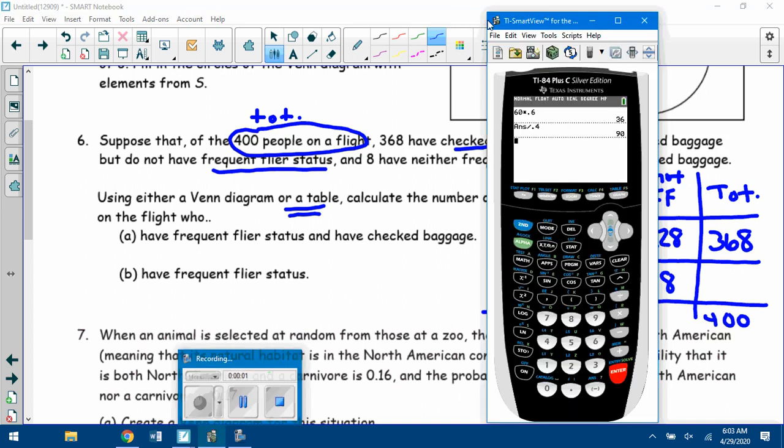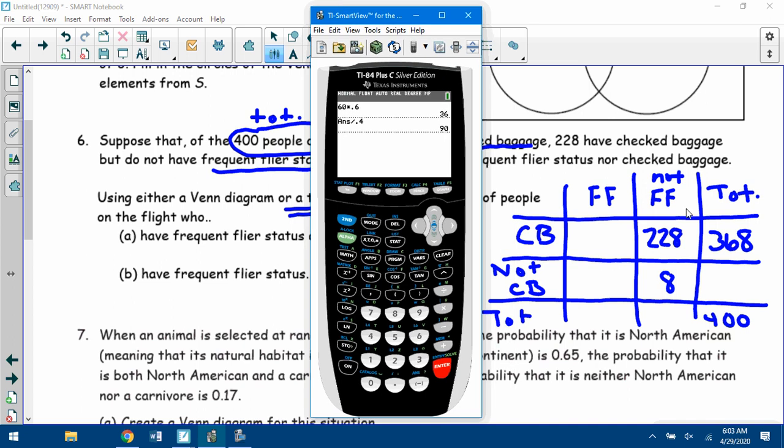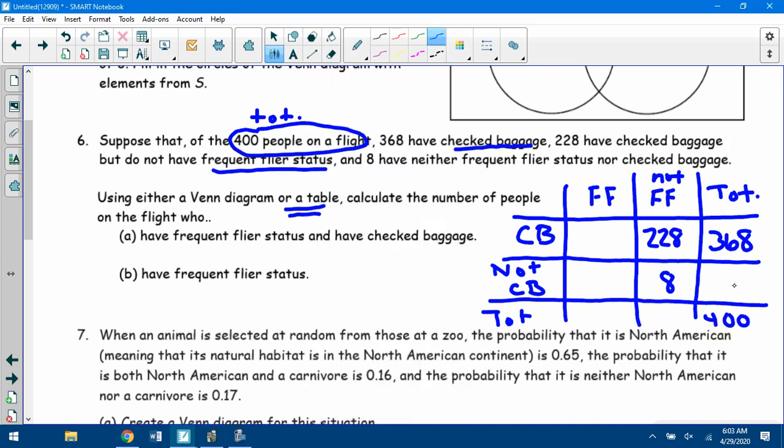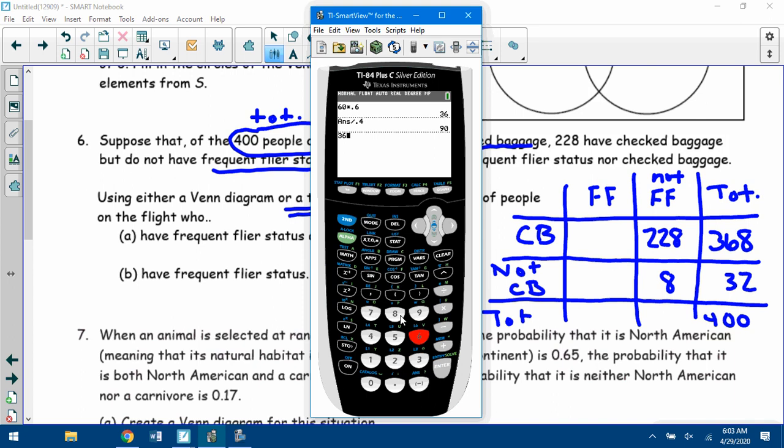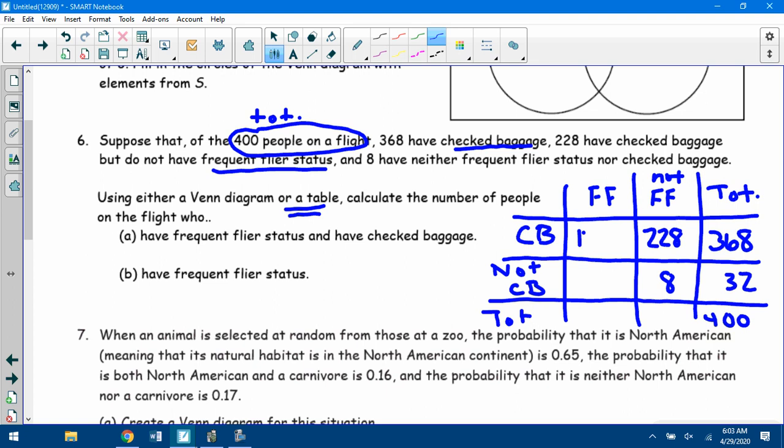If I use my calculator, I can fill in the rest of the pieces. Maybe I don't even need them. This is going to be 32 here, right? 400 minus 368. And then, let's just use it. 368 minus 228 means this up here would be 140. 32 minus 8, that's 24 here. And then we just add down. So this would be 164. This would be 236. And double check. Is that going to get us to 400? Yep.